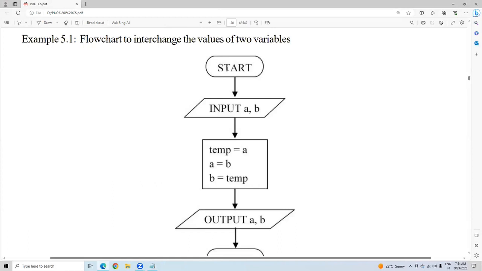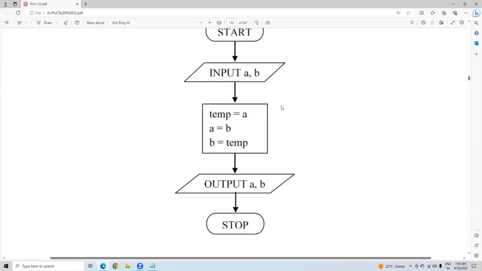So first start, see the symbol, and then input. That means we need to take 2 values. Which are those 2 values you want to interchange? Then computation, calculations, assignments, through which the swapping of 2 numbers can be attained. See, those same steps are written.